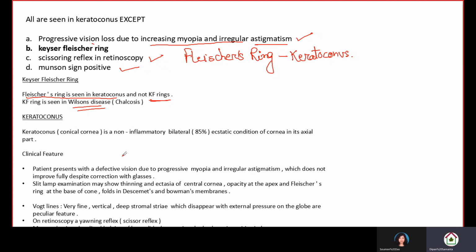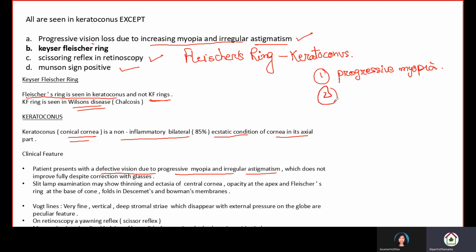Now, keratoconus, what is keratoconus? It's a conical cornea. It's a non-inflammatory, bilateral, ectatic condition of the cornea in its axial part. The patient presents with defective vision due to progressive myopia and irregular astigmatism. So some of the important features of keratoconus are number one, progressive myopia, number two, irregular astigmatism.